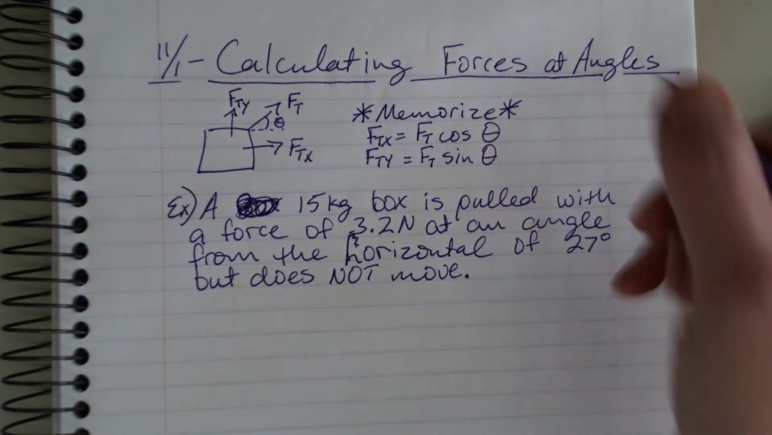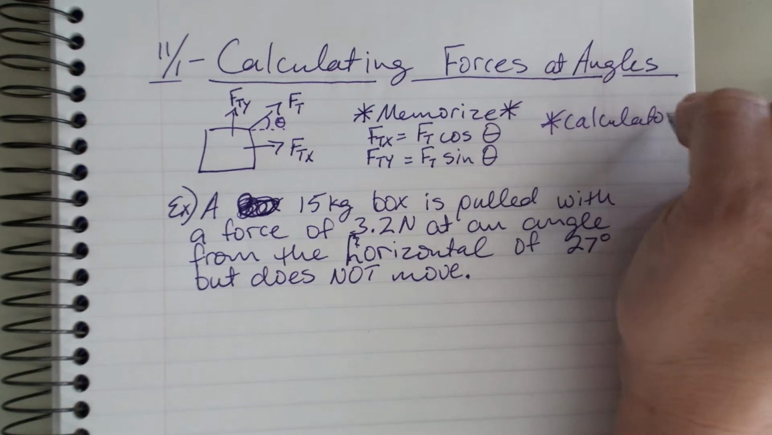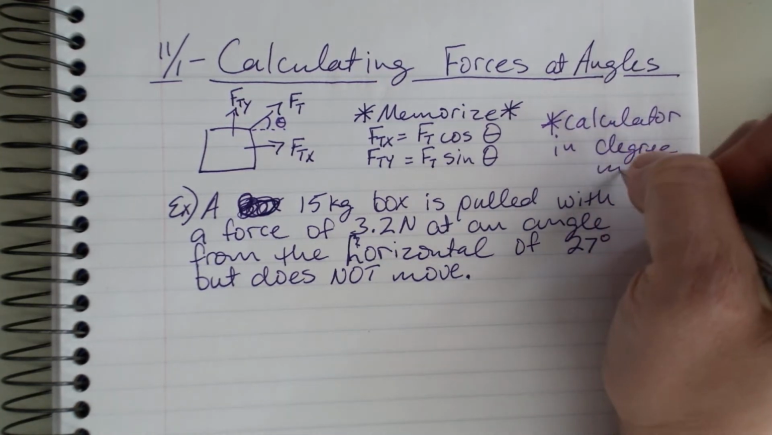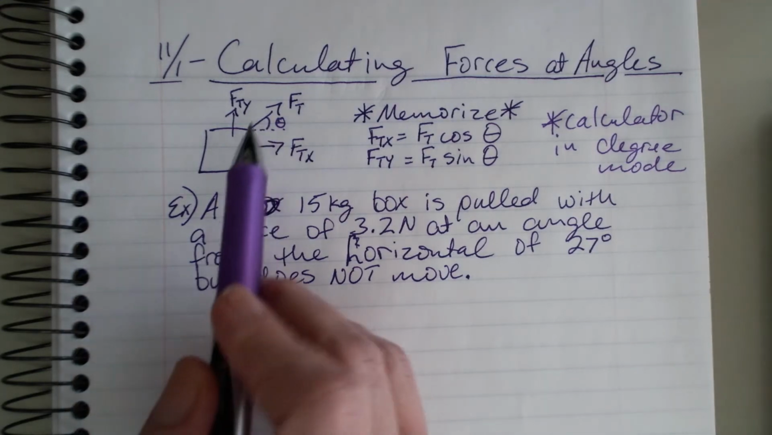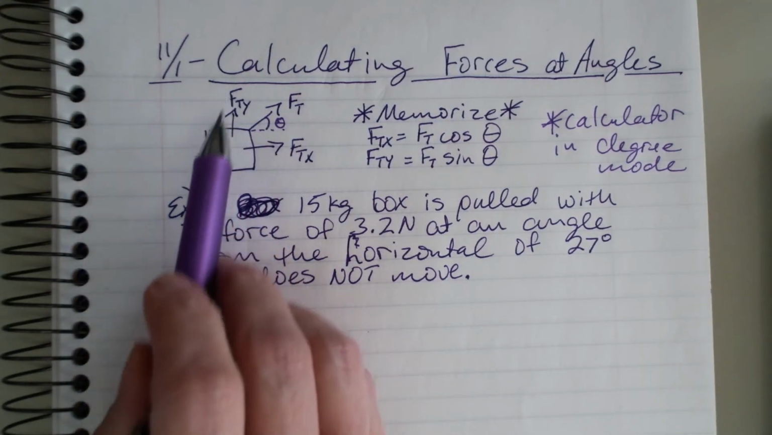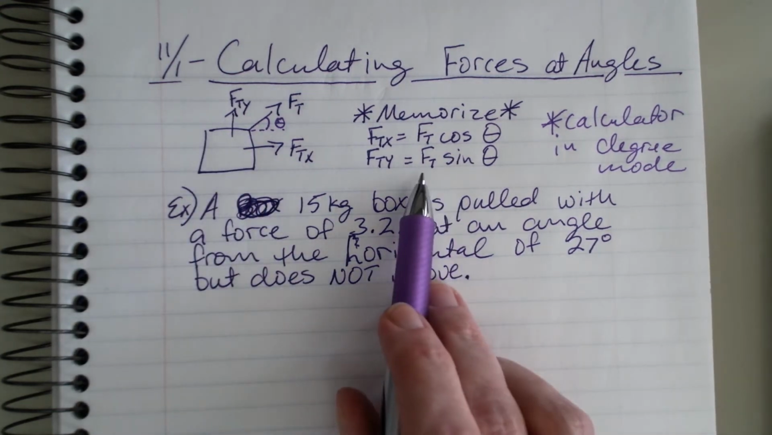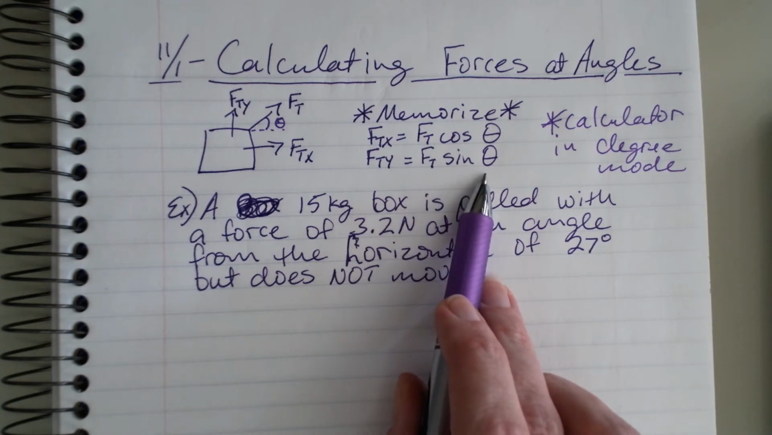And you have to remember, again, your calculator must be in degree mode. If your calculator isn't in degree mode, you will get the wrong answers. So make sure your calculator is in degree mode. The opposite to that would be the y component, or the vertical component of the tension. So the vertical component of the tension is the tension force times sine of whatever angle is taken.